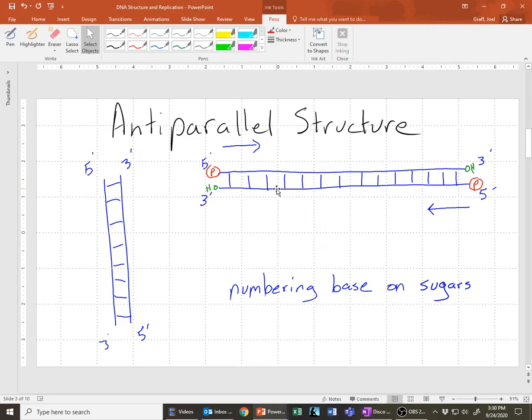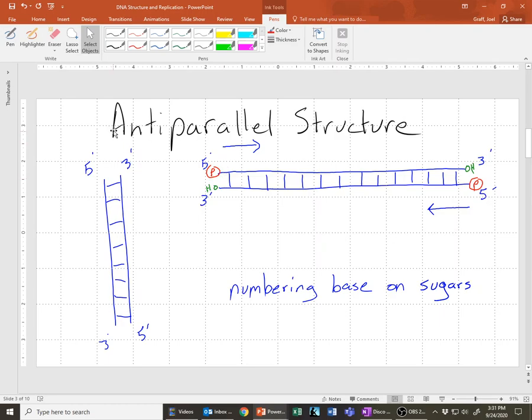I drew another ladder looking thing here, and what I want to point out is that this is the 5' end of the strand and this is the 3' end of the strand. On the second strand, the 5' end is at this end and the 3' end is at that end. Associated with the 5' end is a 5' phosphate group here and here, and associated with the 3' end is a hydroxyl here and here. And I'm bringing that up because we're going to be needing those hydroxyls here in a second.